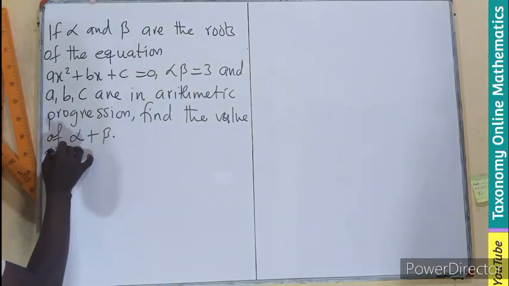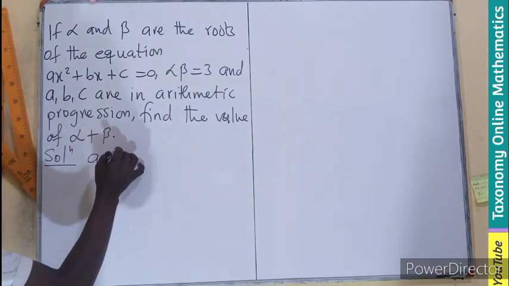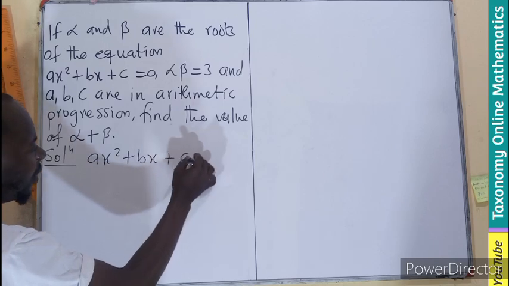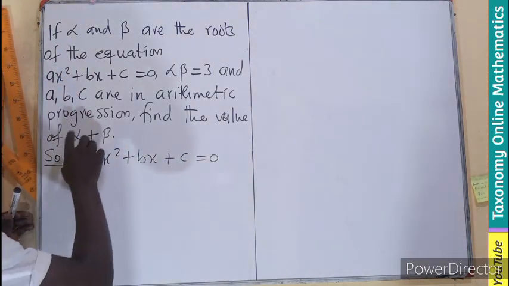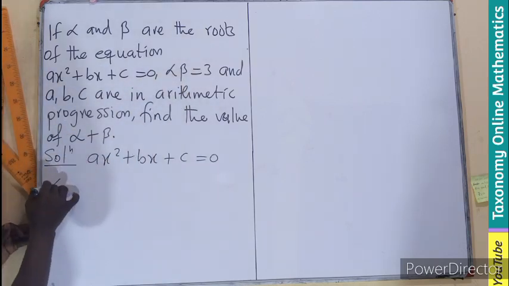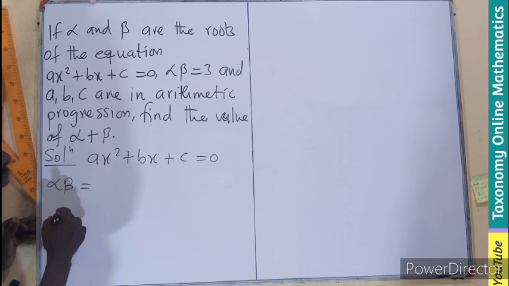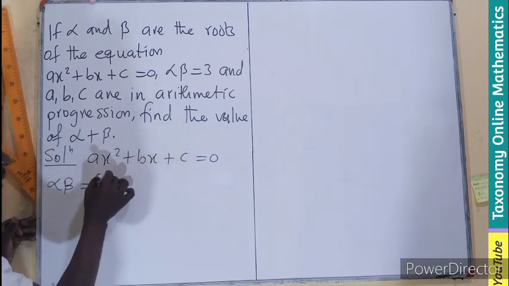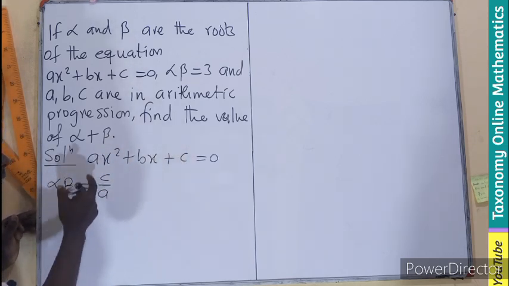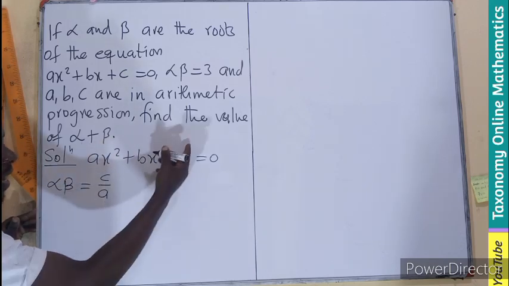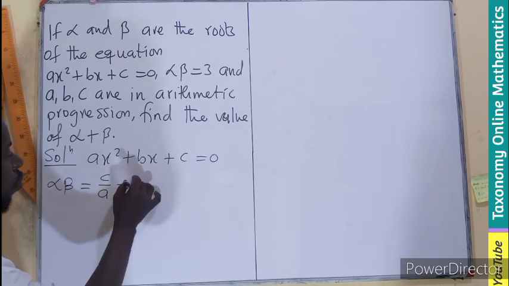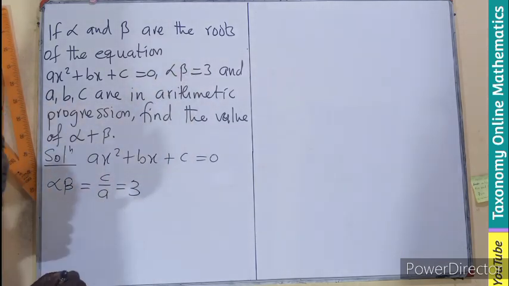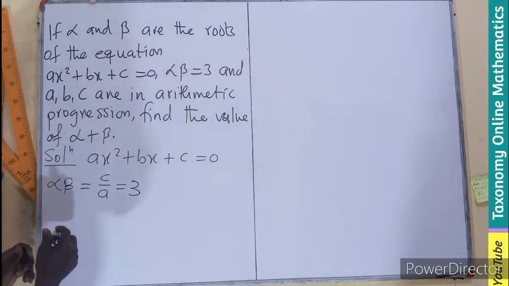So we have ax squared plus bx plus c. This is a quadratic equation. Then we know that the product, alpha times beta, is going to be c divided by a. Remember, we divide all of them by a. Then this becomes the product, this becomes the sum. This is giving rise to 3 as they are giving us from here.